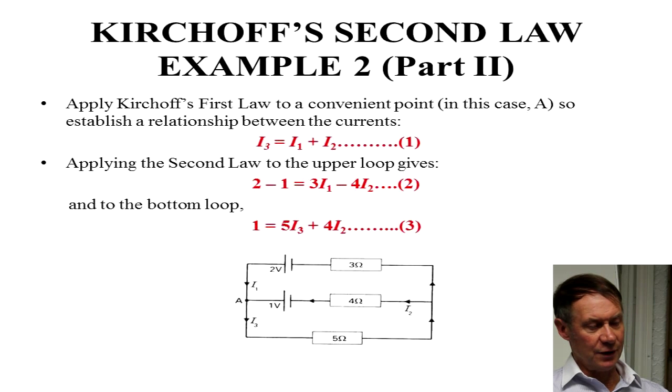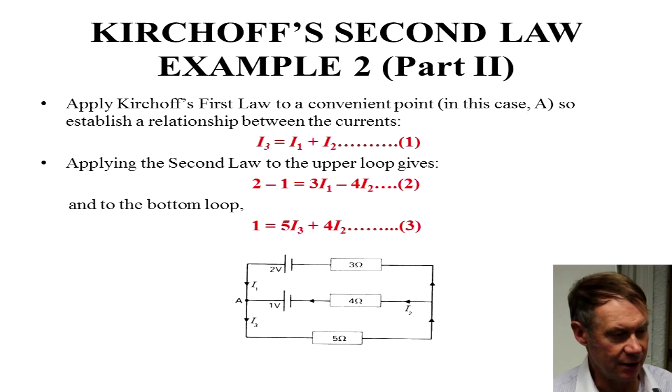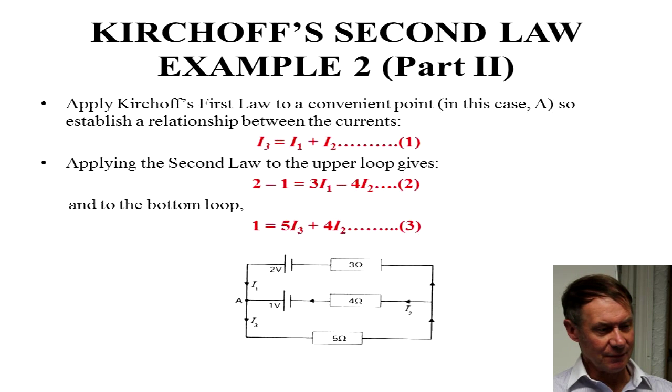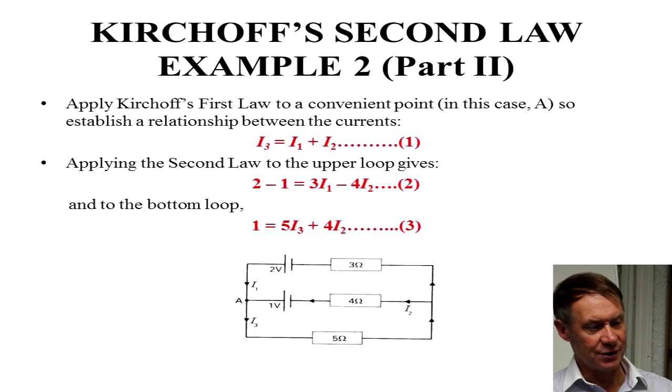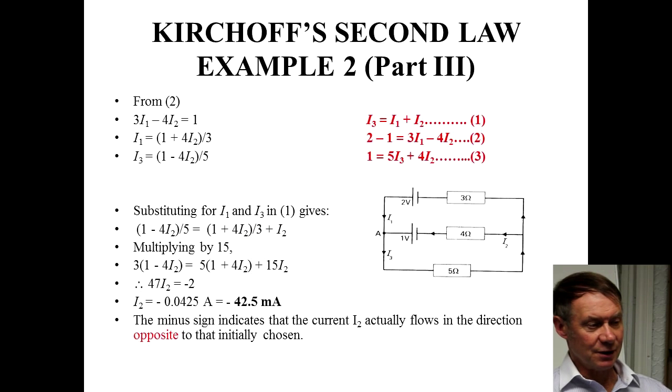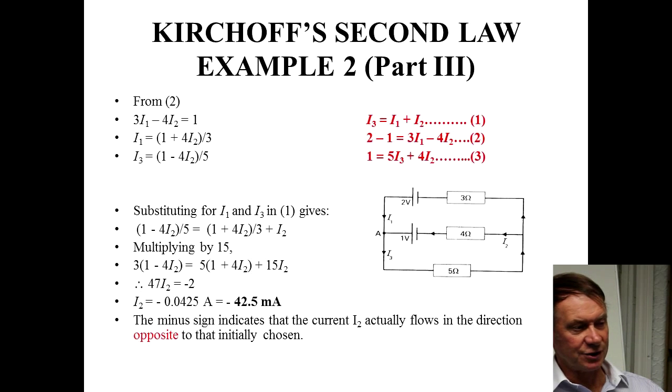So applying Kirchhoff's first law to a convenient point, in this case A, on the left-hand side there, we get I3 is I1 plus I2. And the upper loop gives 2 minus 1 is 3I1 minus 4I2, second equation. And the bottom loop gives 1 is 5I3 plus 4I2, as we discussed in the previous slide. So, keeping these on the right-hand side in red, we see the three equations we got there.